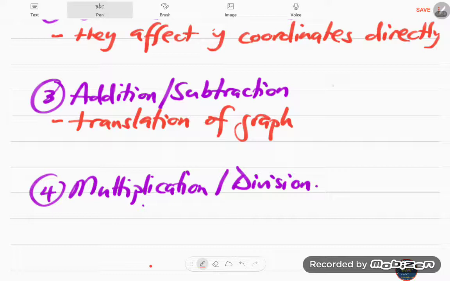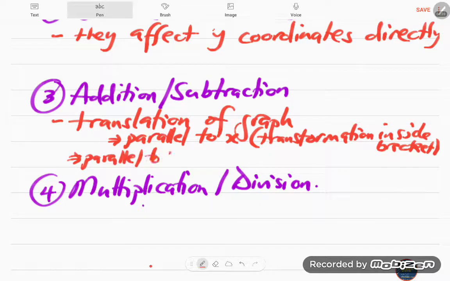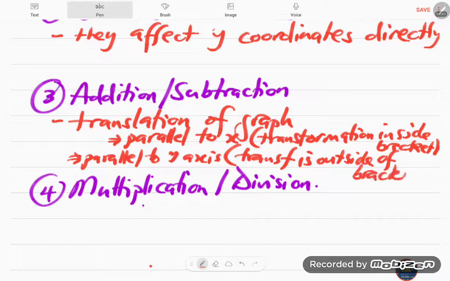So this one is going to be translation of the graph, and it can either be parallel to the x-axis if our transformation is inside the bracket, or parallel to the y-axis if the transformation is outside of the bracket.